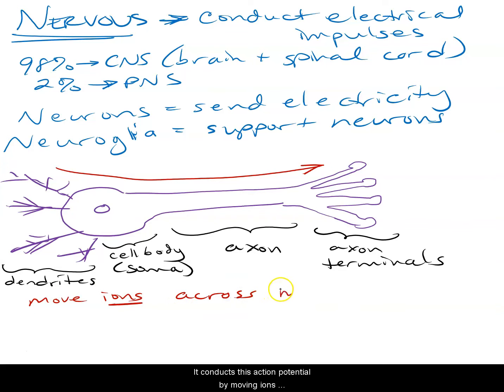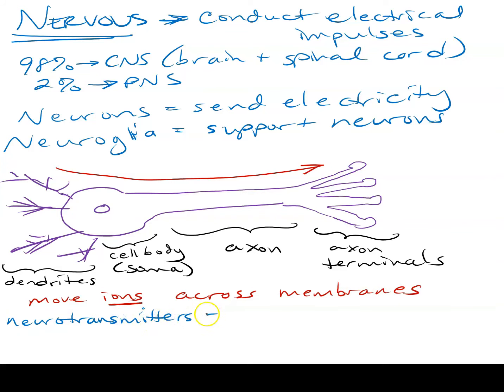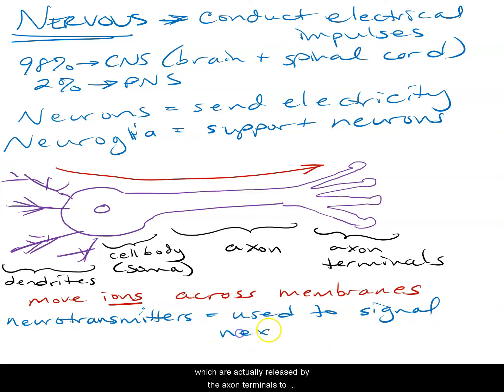And it conducts this action potential by moving ions across the membrane. You do not need to know the specific ions at this point, but we will get into that later. In addition, the nervous system uses chemicals called neurotransmitters, which are actually released by the axon terminals to signal the next cell.